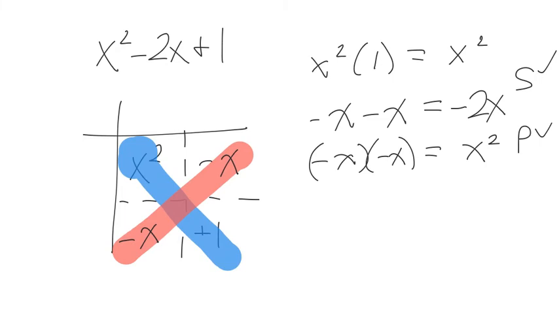And now I just need to work backwards. I have to think, okay, what multiplies to give me x squared?